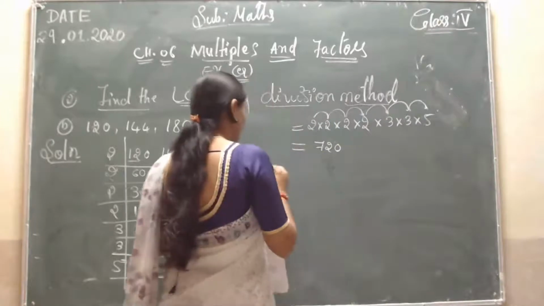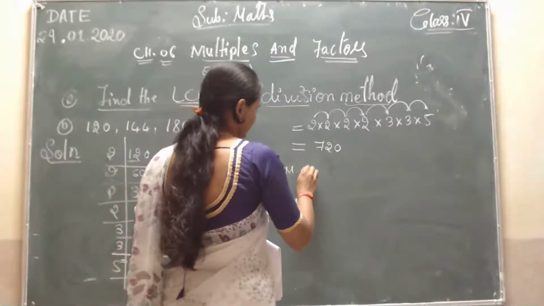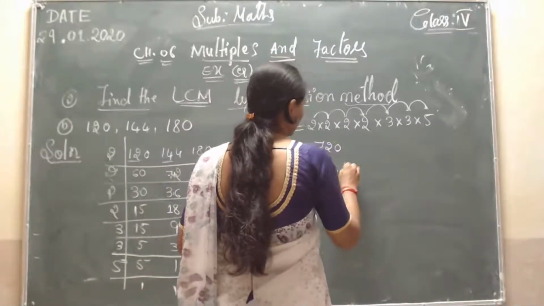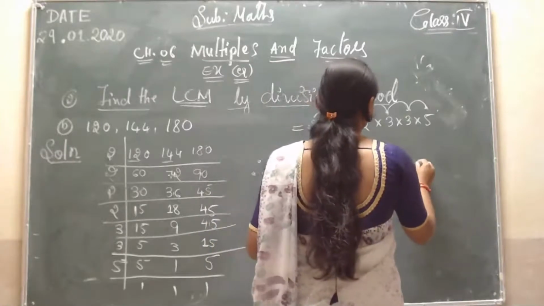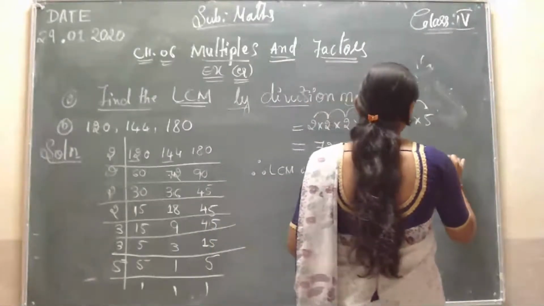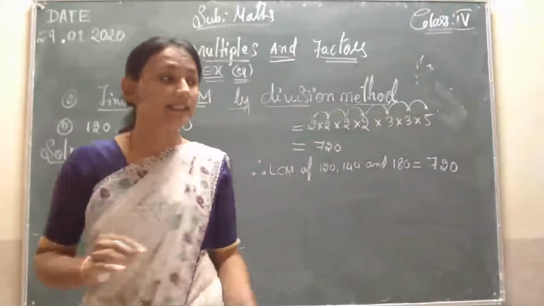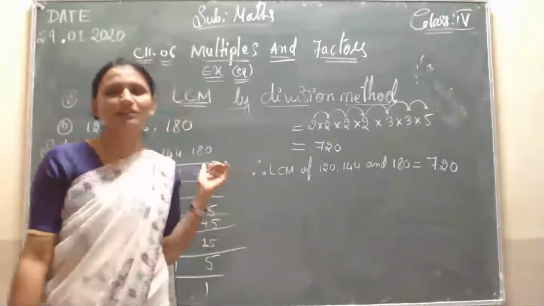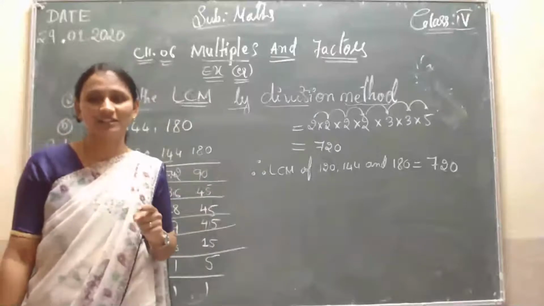So students, therefore the LCM of 120, 144 and 180 is 270. This is the method. This is the method of what, students? This is the factorization method or division method? Yes, students, this is the LCM division method.